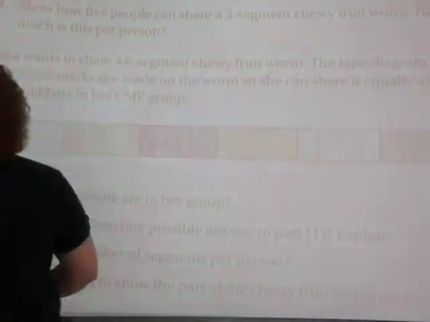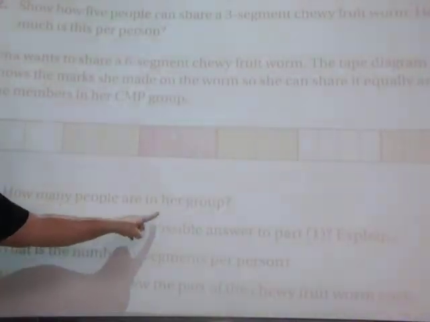Okay. Right now we're looking at Jenna's tape diagram that's right here in your textbook, and it says Jenna wants to share a 6-segment chewy fruit worm. The tape diagram below shows the marks that she made on the worm so that she can share it equally among the members of her CMP group. It wants to know how many people are in her group.